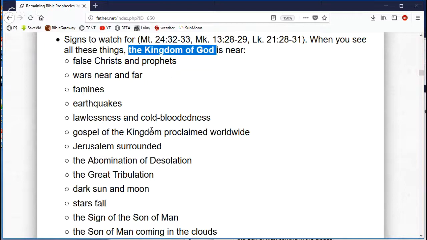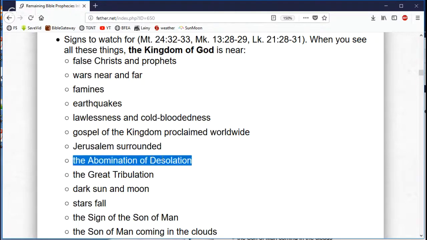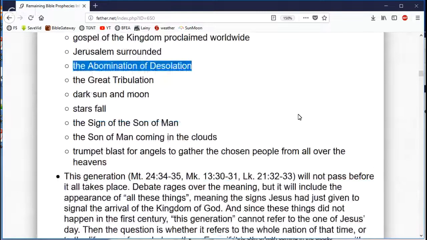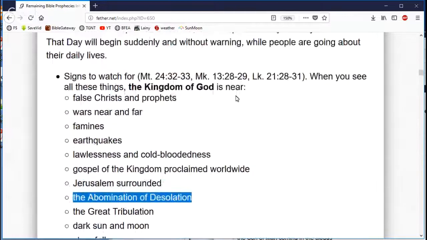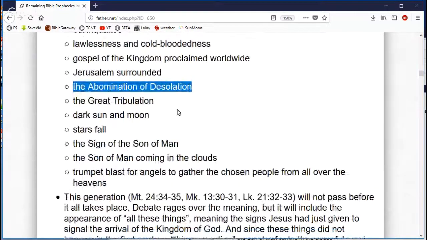All the false Christs and the wars and all those things, and Jerusalem surrounded is kind of part of the 70 AD, possibly, but it will happen again in the tribulation at the midpoint, because immediately after that, he talks about the abomination. And then this is after. Jesus says in the Olivet Discourse, after that, we will see the sign of the Son of Man come in the clouds, a trumpet blast for angels to gather who? The chosen people from the heavens.